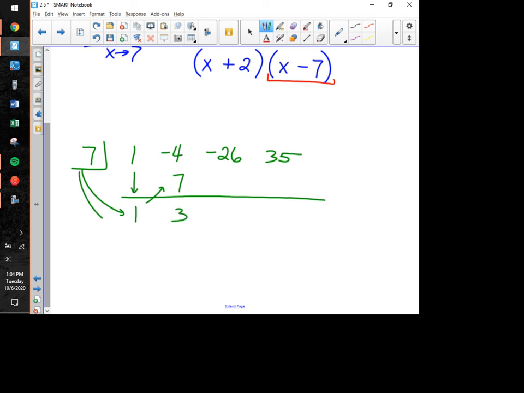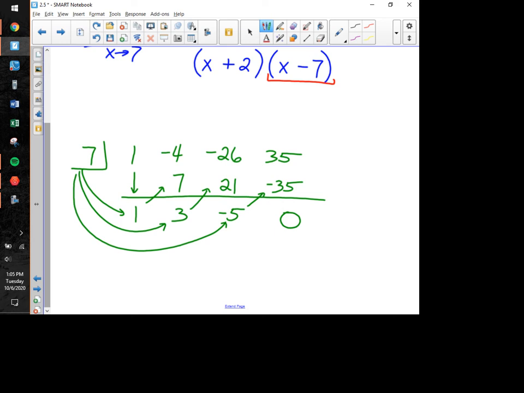We do the same process again. The 7 in the box gets multiplied by that 3 to make 21, and we write that underneath the negative 26. Let's add those two. Negative 26 plus 21 is negative 5. We multiply the 7 in the box times the negative 5 to get negative 35 here. We add those two up, and as dumb luck would have it, we end up with a remainder of 0.